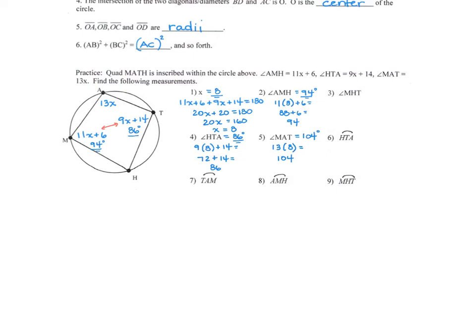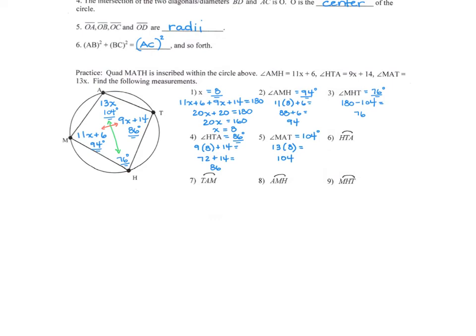So the measure of angle MAT is 104 degrees. Now we have enough information to go back and find the measure of angle MHT, because we know that the measure of angle MAT is 104 degrees. And we know that if a quadrilateral is inscribed within a circle, then opposite angles are supplementary. So angle MHT is supplementary to angle MAT, so we can find that by subtracting 104 from 180, which is 76 degrees.